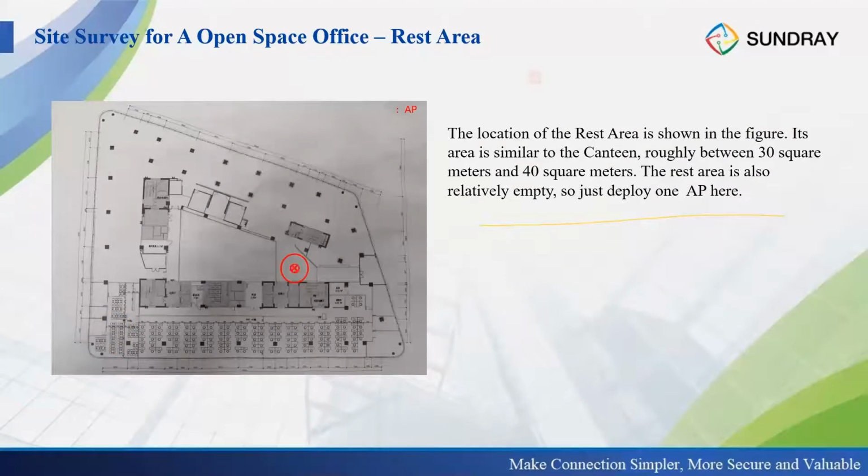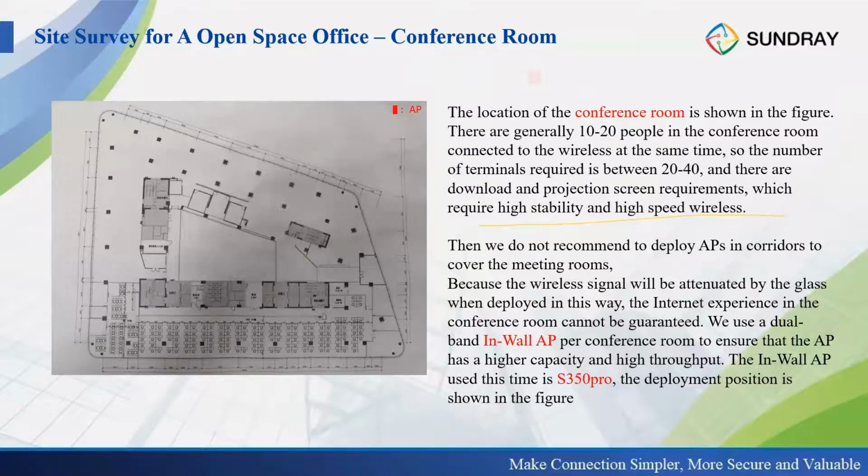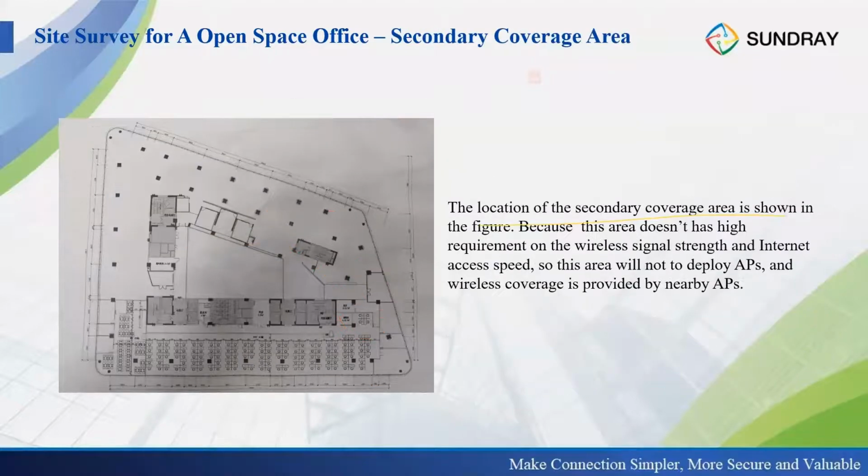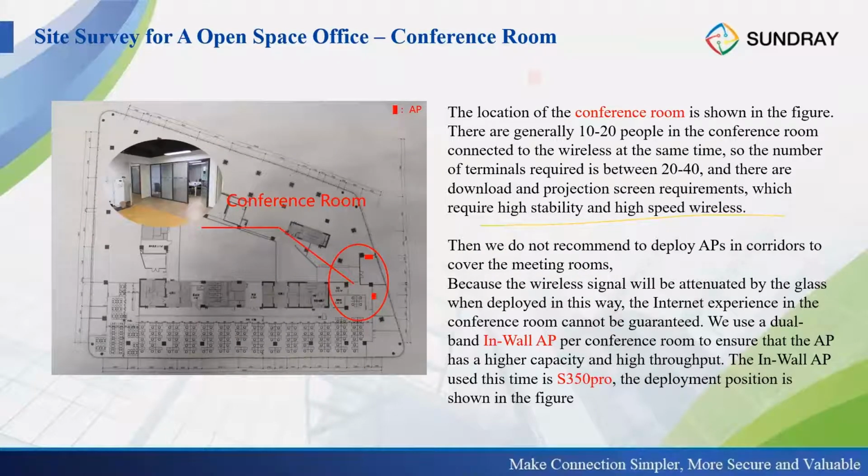And then for the rest areas, because this place is 40 square meters and is not crowded, it doesn't have so many users, just put one AP. And then the conference room. In the conference room, because they have small rooms separated by glass, we recommend using the inward AP. That is our recommendation: for one conference room, we put one inward AP. They will have two conference rooms, so we put two APs in the conference rooms.